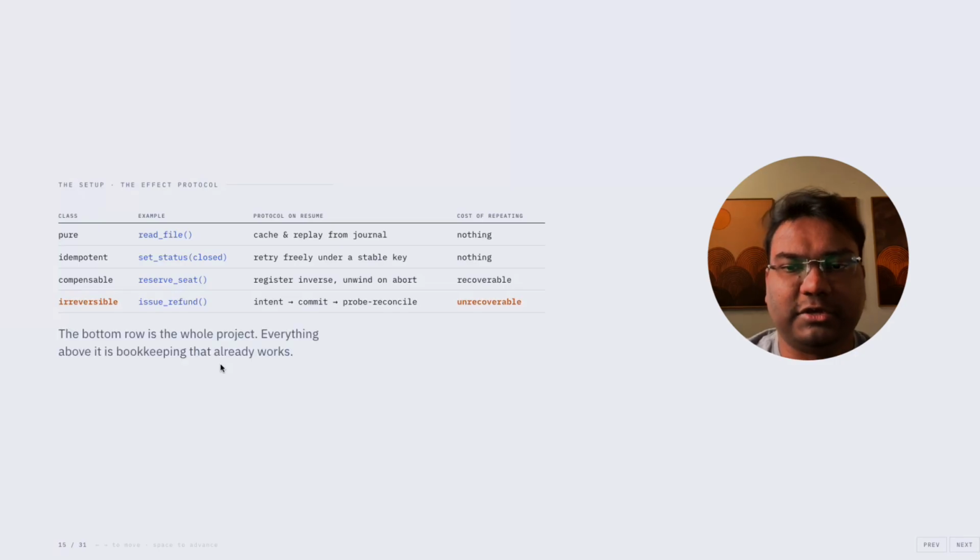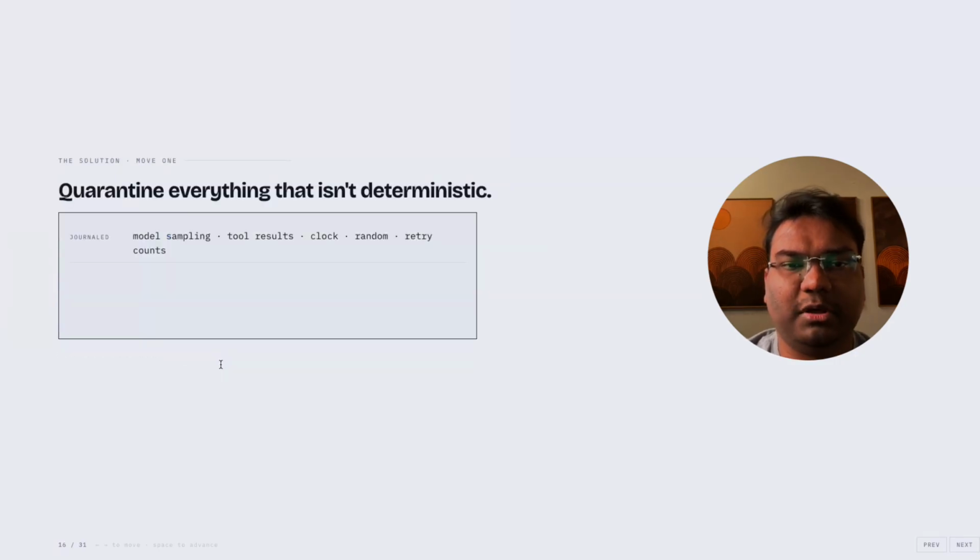Now, the way you solve this is, the first thing you want to do is quarantine everything that is non-deterministic. We spoke about deterministic and non-deterministic. Anything that, whenever you replay it, gives you the same result is deterministic. So we want to quarantine everything that isn't deterministic, anything that is agent, tool calling, LLMs, and so on.